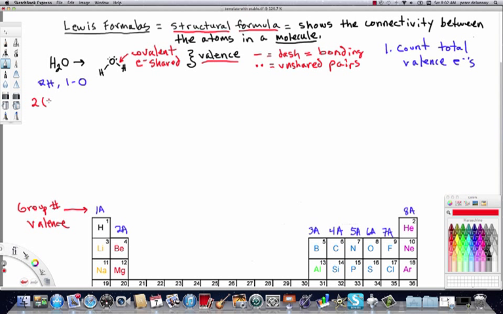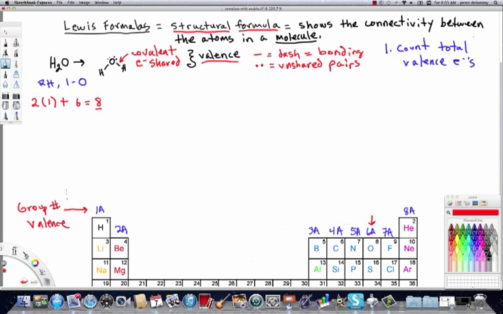So to count the total valence, there's two hydrogens. Each hydrogen has one valence electron. That's going to be added to the oxygen. So we come over here and we see that the oxygen's in group 6A. All right, and that means that oxygen actually has 6 valence electrons, and there's only one oxygen in water, so we write 6. The total is going to be 8 valence electrons.